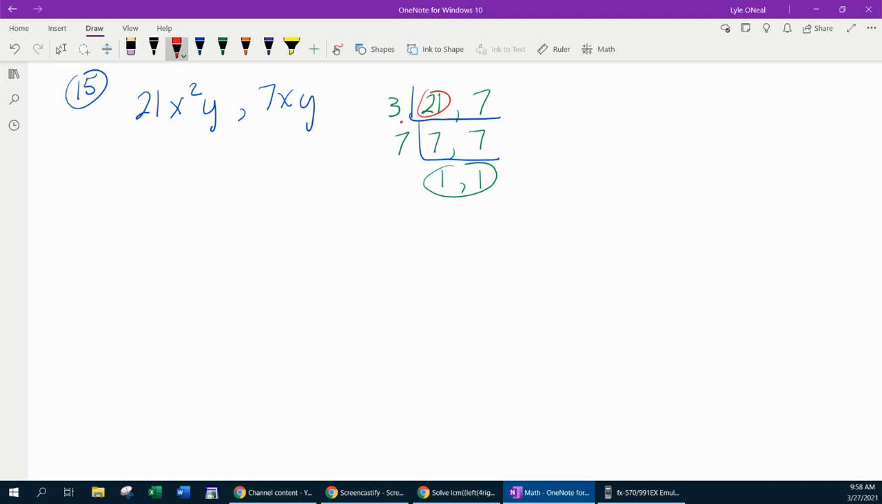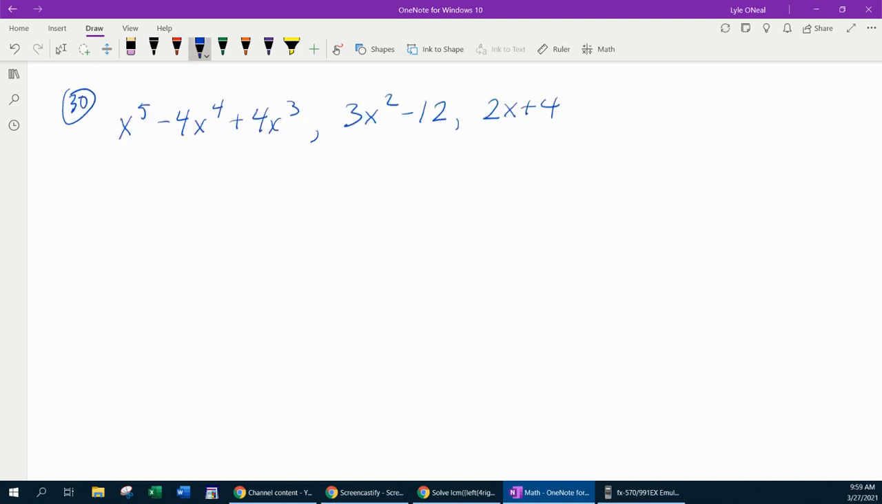Now the variable part is easy. You simply take the biggest exponent of any variables they have in common. So for our LCM, the coefficient part was 21. Between the x's, the biggest power is x squared. And between the y's, the biggest power is 1. And so there's our LCM for these two algebraic expressions.